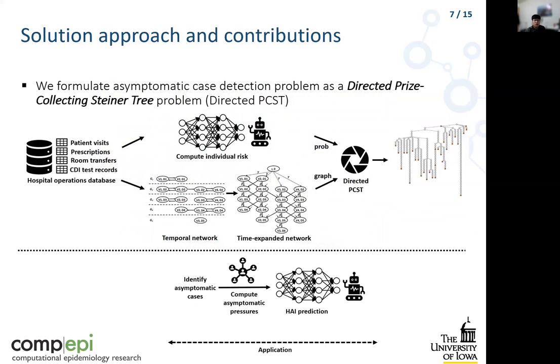This is our overall solution. We start from the hospital operations database. Then we pre-process the inputs for the directed PCST, and we solve it to get asymptomatic cases. Then we evaluate the asymptomatic cases in both synthetic data experiments and real data experiments. I'll explain each of these components in detail in the later slides.